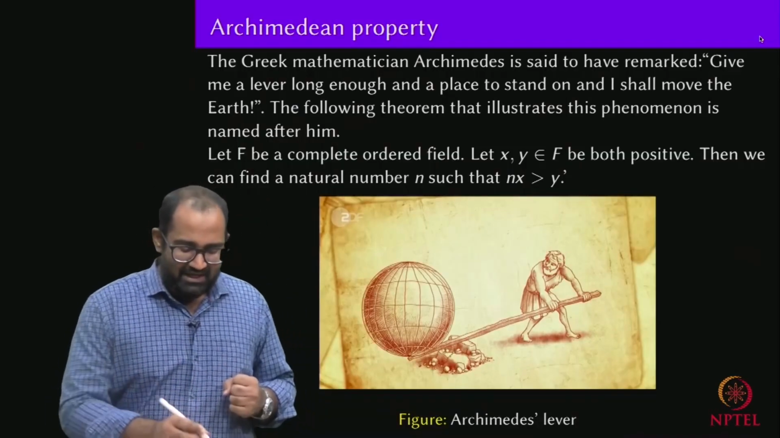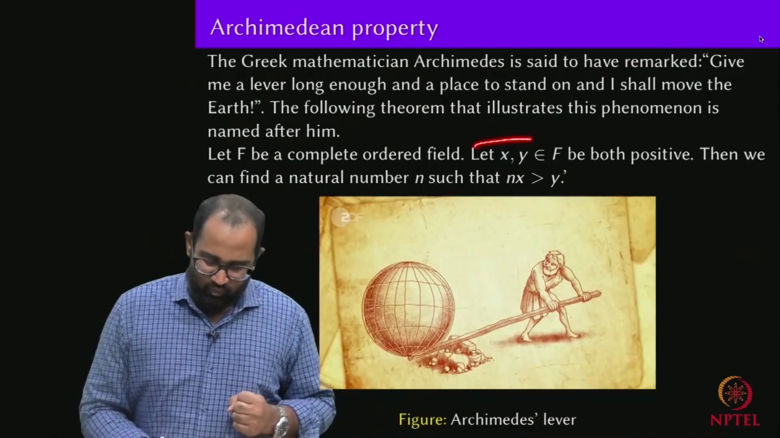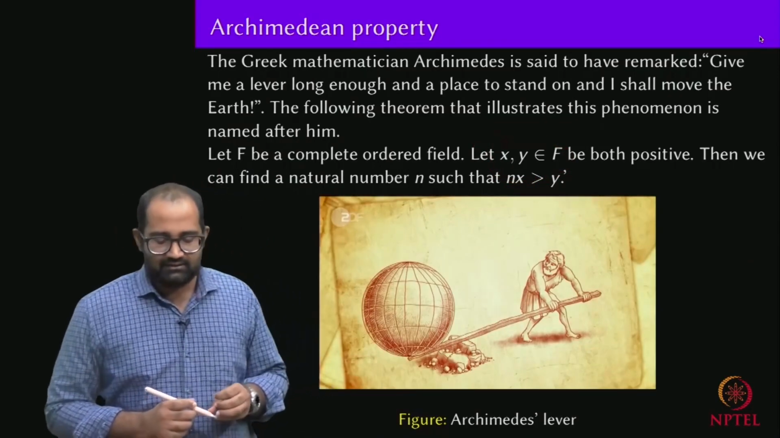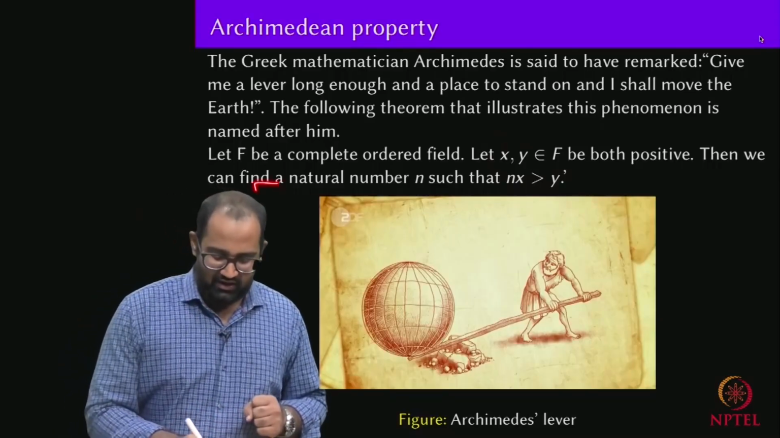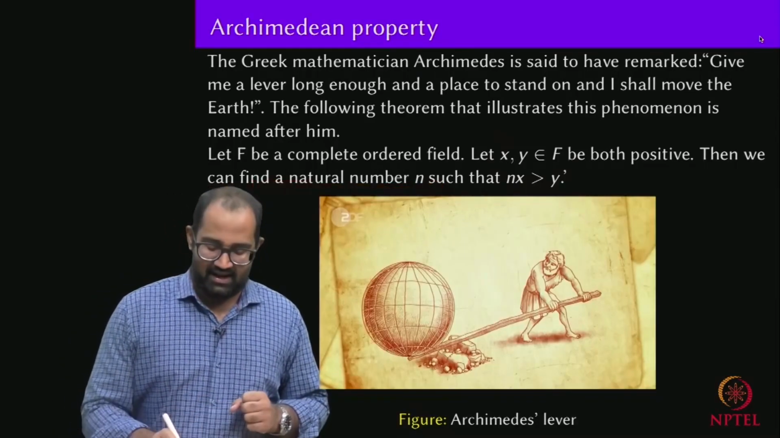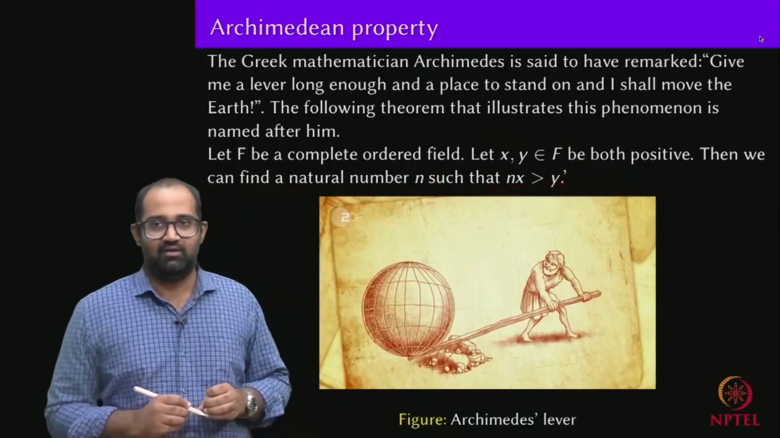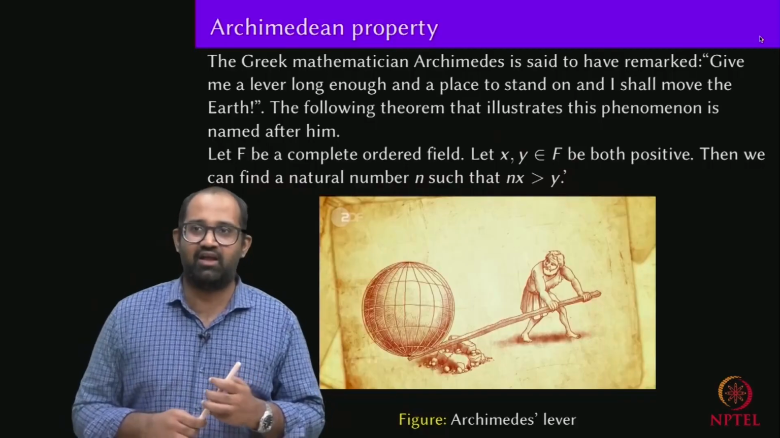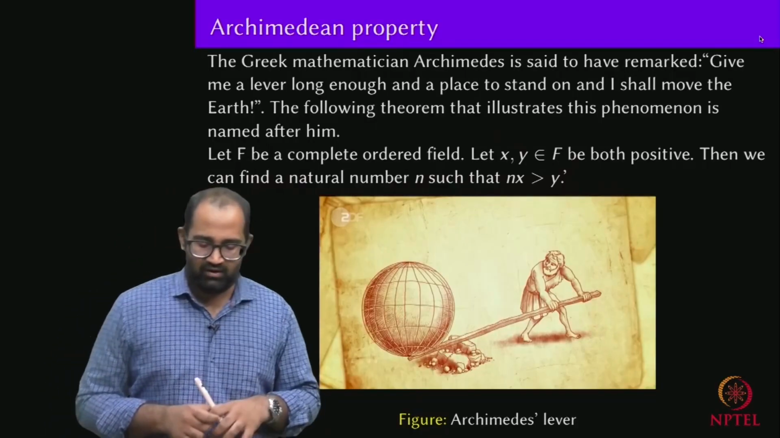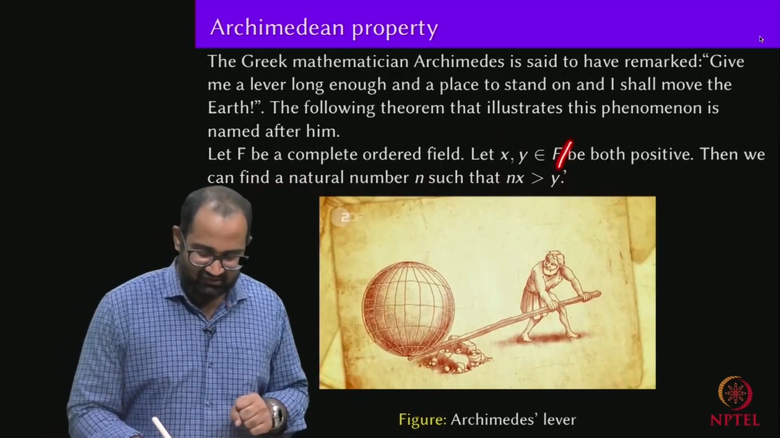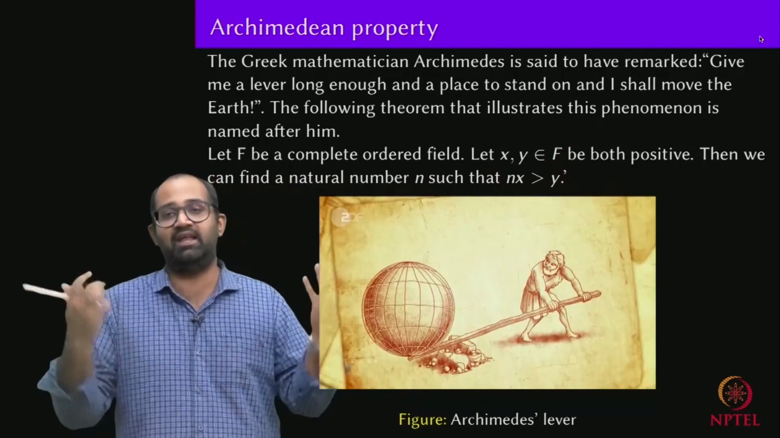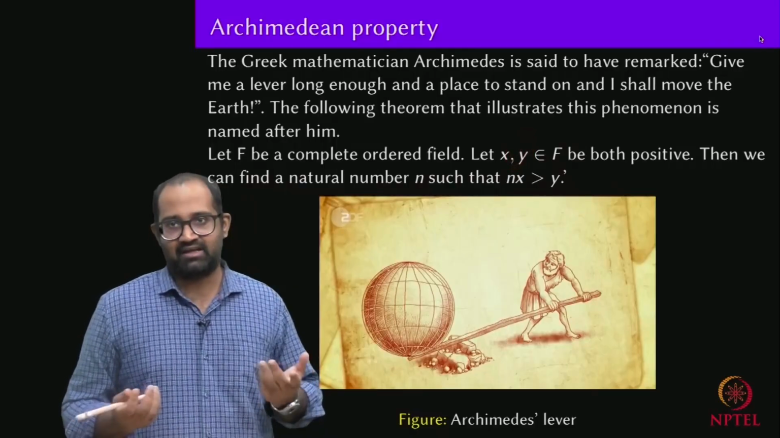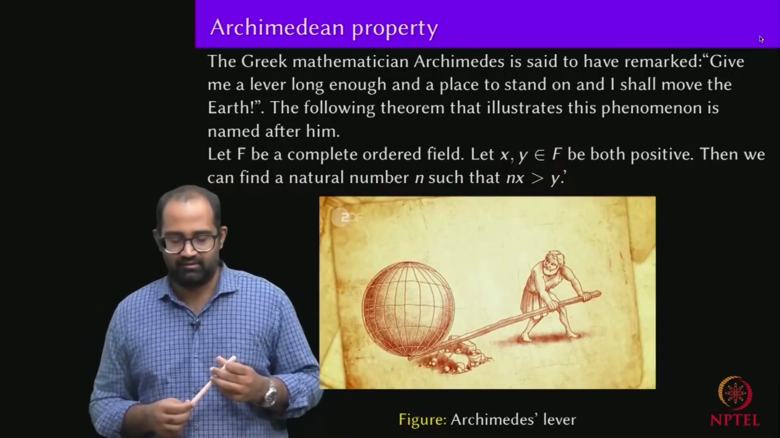Let F be a complete ordered field. Let x and y be both positive, that means they are both greater than 0. Then we can find a natural number n such that nx is greater than y. So this is saying, give me a lever long enough and I shall move the earth. Y is supposed to be the earth, it could be very large. X is supposed to be Archimedes.